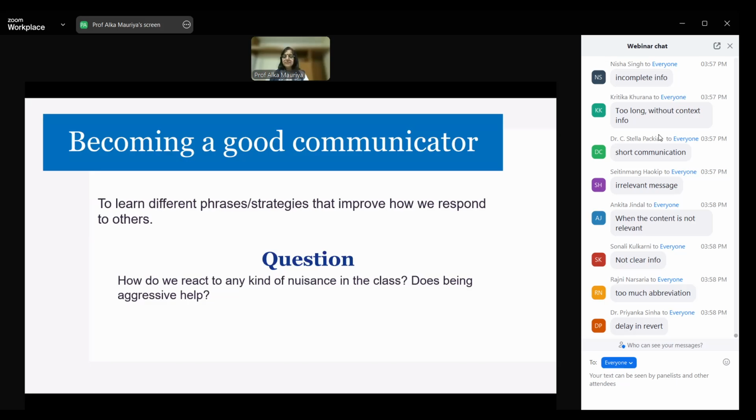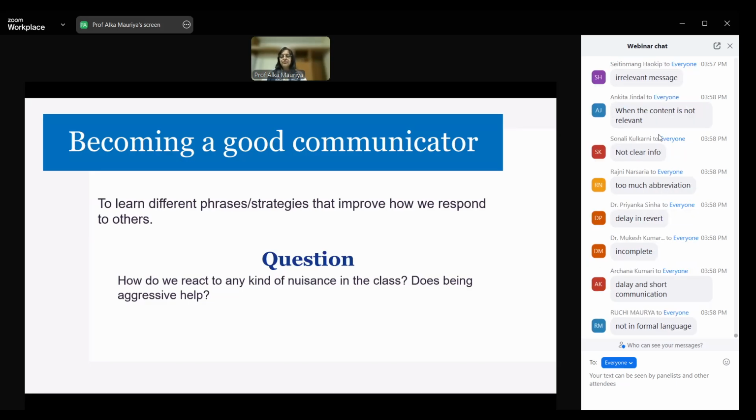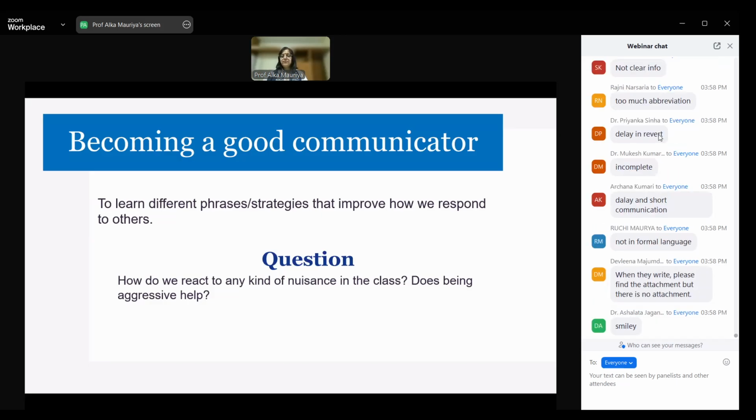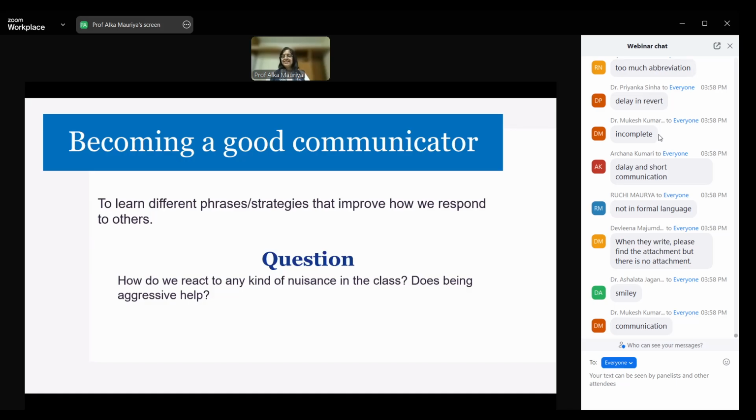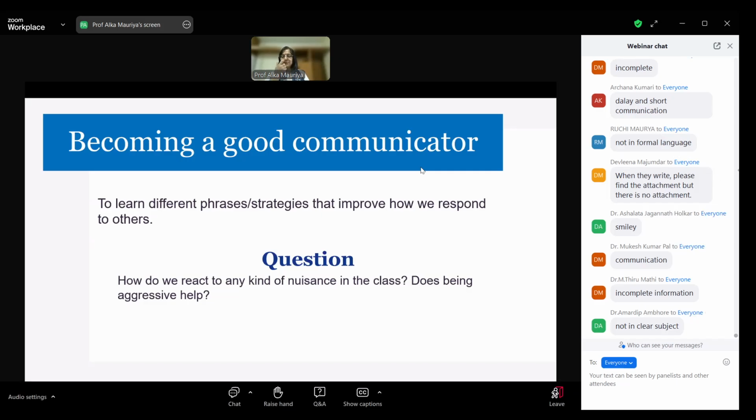The question is very simple. I just want to know the things that irritate you in an email communication, not in a formal language. Good. Short communication, incomplete. Anyone else? When they write, please find the attachment, but there is no attachment. Okay, good. Smileys, communication, and so on.